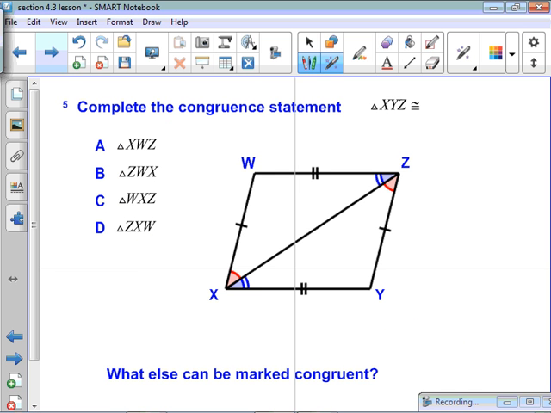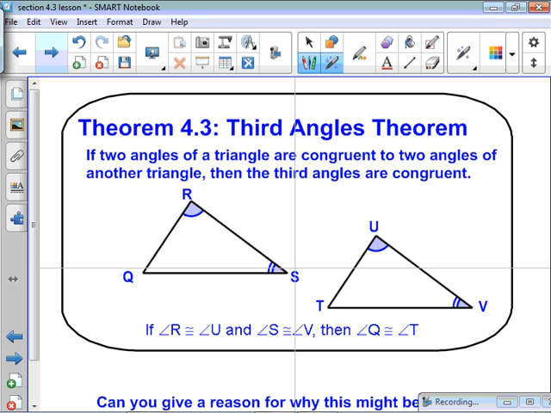Complete the congruent statement. XYZ is congruent to, and I'm going to let you do this one on your own. Okay? There's one theorem for today, the third angles theorem. This one's really, really simple. You still need to know it, though. If two angles of a triangle are congruent to two angles of another triangle, then the third angles are congruent.